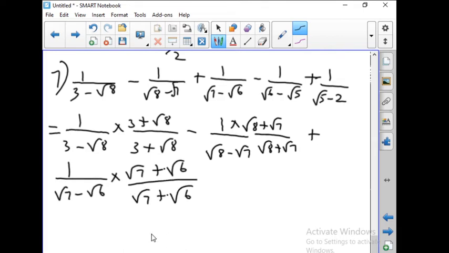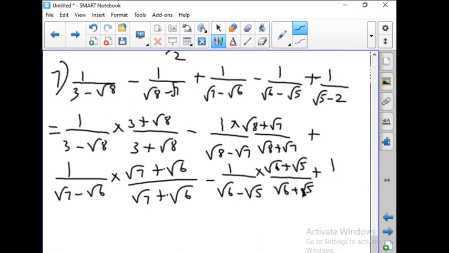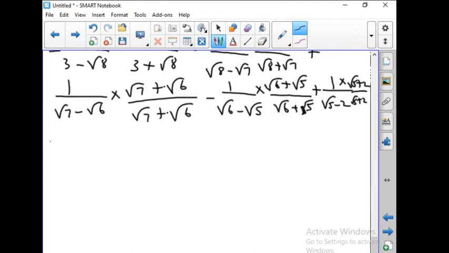Okay. See the denominator, we have a minus sign, so we multiply both the numerator and denominator with the plus sign. If you have plus, you change it to minus. Okay. What about the next one? 1 by root 6 minus root 5, into root 6 plus root 5 by root 6 plus root 5. And then finally the last one is 1 by root 5 minus 2 into root 5 plus 2 by root 5 plus 2.